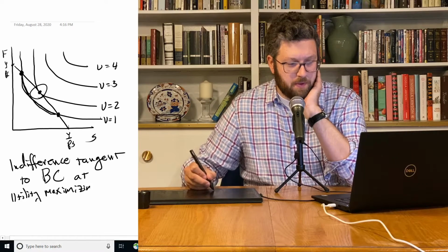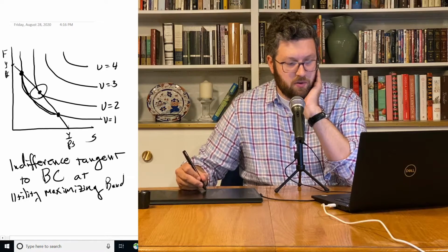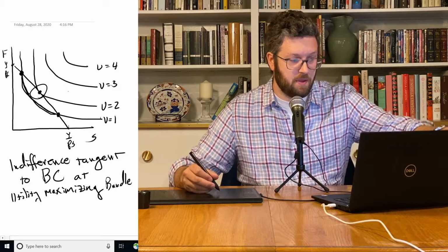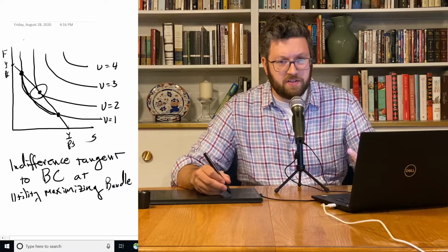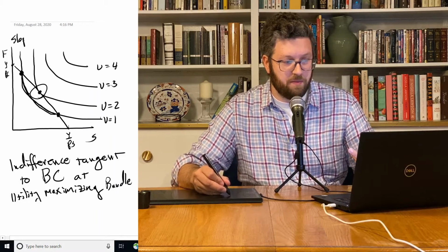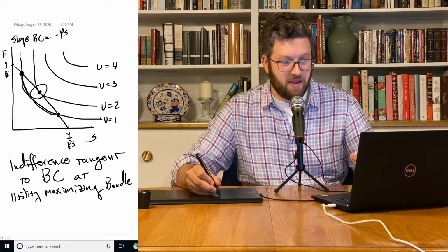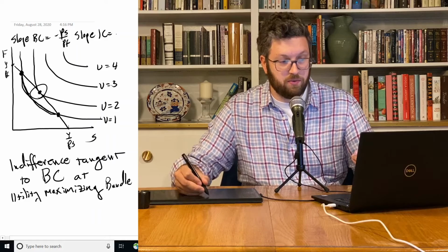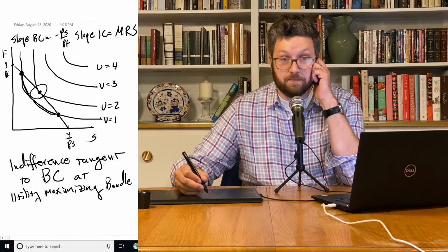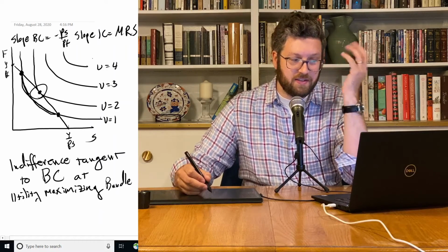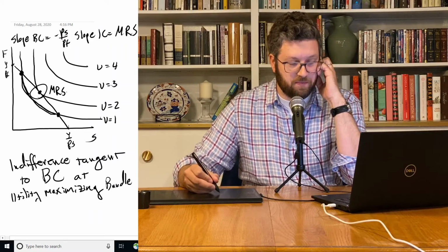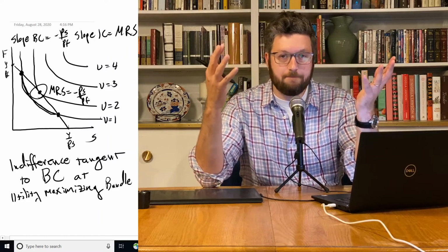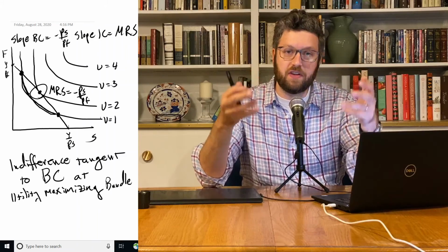Okay. So what does this tangency tell us? Well, tangency tells us the slopes are the same, okay? And the slopes of each of these things are very specific, all right? So the slope of the budget constraint is equal to negative PS over PF. And the slope of the indifference curve is equal to, well, we don't know, but it's called the marginal rate of substitution. And what we've shown graphically is that at the optimum, the marginal rate of substitution is equal to the ratio of prices implied by the budget constraint. Okay? And it turns out that's going to be enough information for us to figure out what a consumer is going to buy.